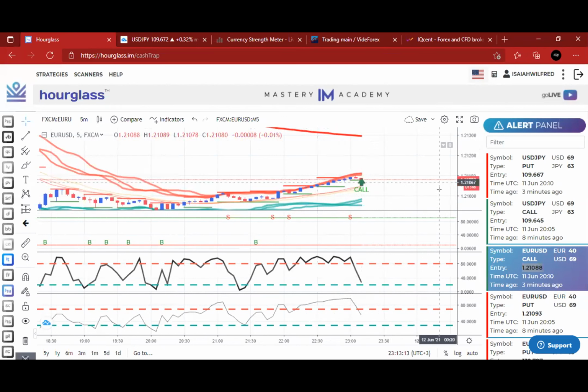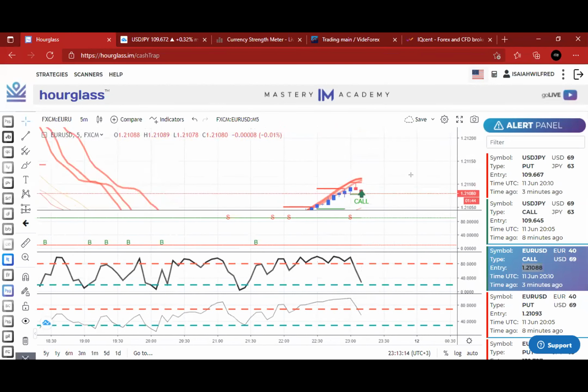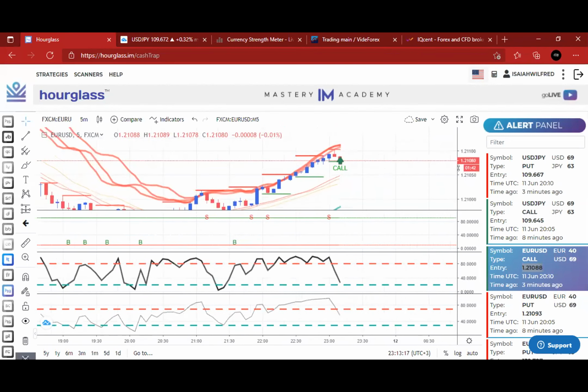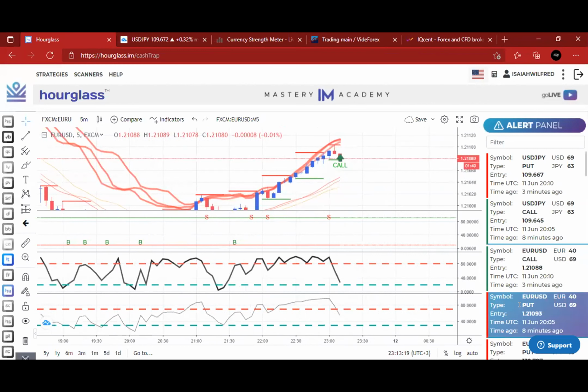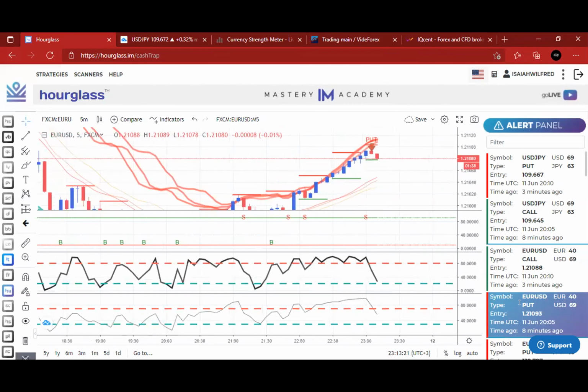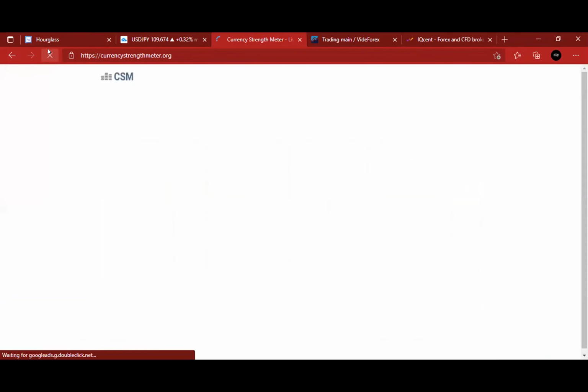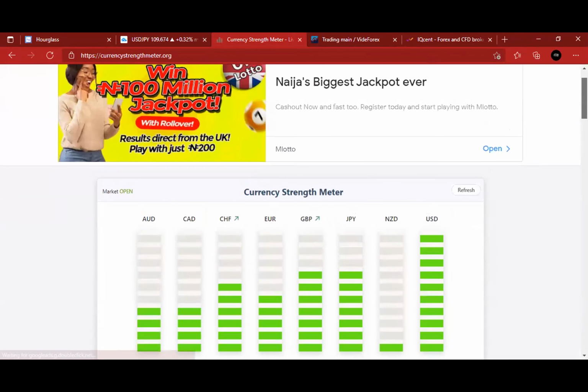So now if we wanted to count these points, let's actually count it together again. Let's use the former arrow that was formed. So assuming we wanted to take this trade, what would we have done? The currency strength meter 69.40. USD is stronger than euro. We confirm from here. Let's refresh. So if we confirm from currencystrengthmeter.org, USD is stronger than euro.